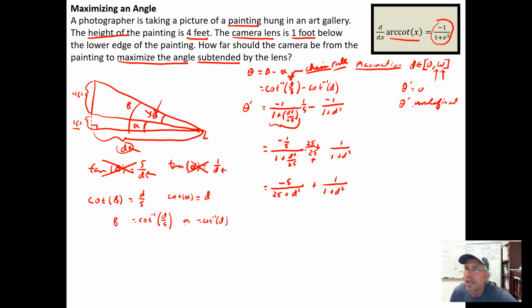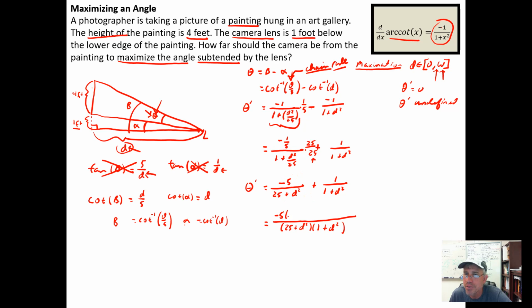And I want to know when this derivative is equal to 0. The easiest way is to get a common denominator so that we have a single numerator which we can set equal to 0. Because if we can get a single ratio set up, a ratio is equal to 0 only when the numerator of the ratio is equal to 0. So my common denominator is going to be 25 plus d squared times 1 plus d squared. So I would multiply this by 1 plus d squared over 1 plus d squared.